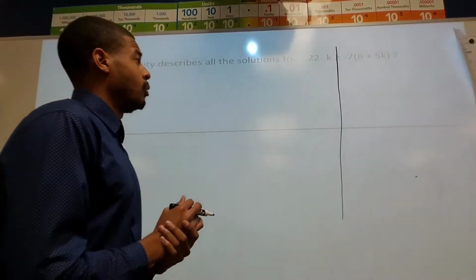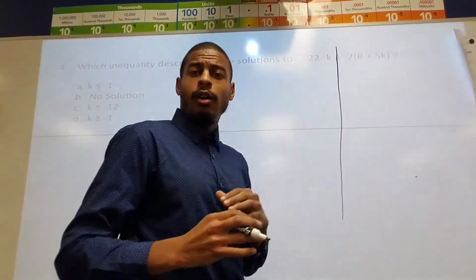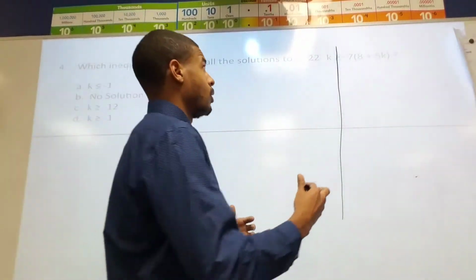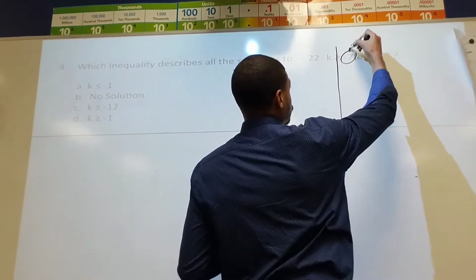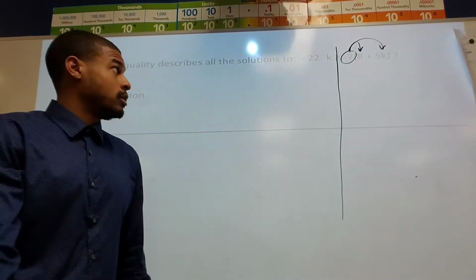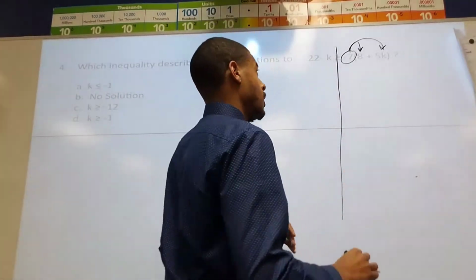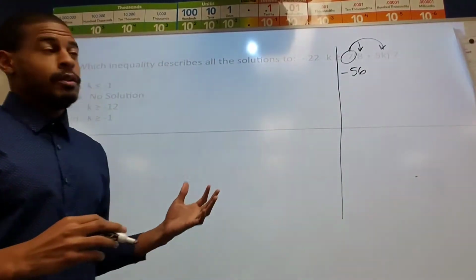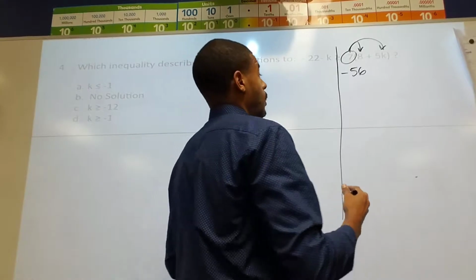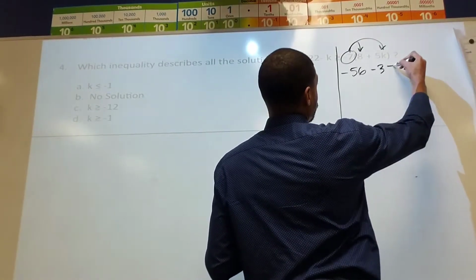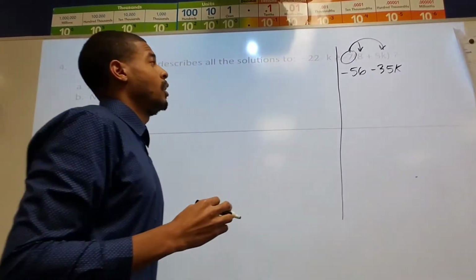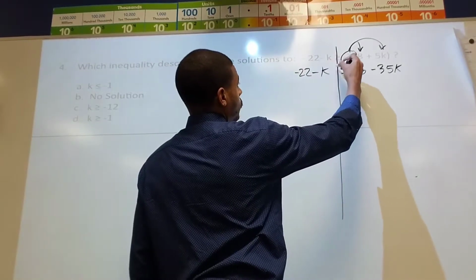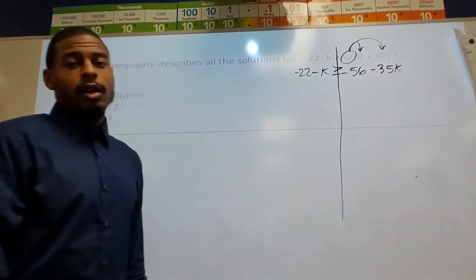Since I see parentheses, in order to get rid of the parentheses, I'm going to distribute the negative 7. When I distribute, I'm going to use the operation of multiplication. So I'm going to do negative 7 times positive 8, and that's going to equal negative 56. And I have negative 7 times positive 5k, and that's going to equal negative 35k. Now, we're going to bring down the negative 22 minus k, and we're going to keep the sign that's greater than or equal to.